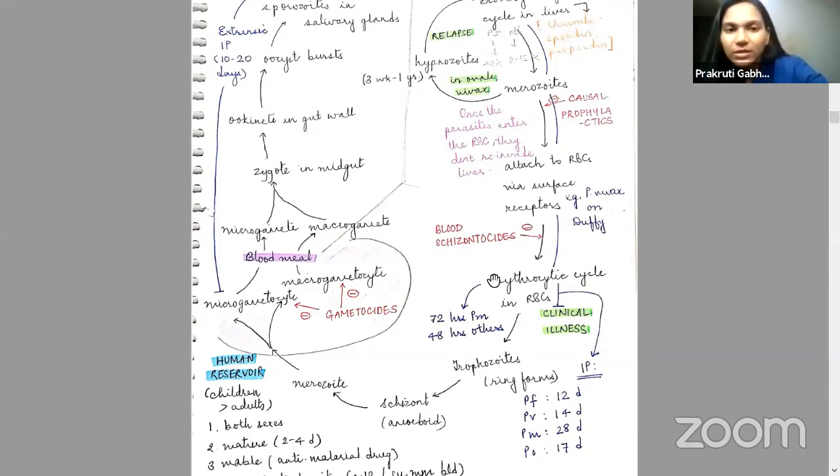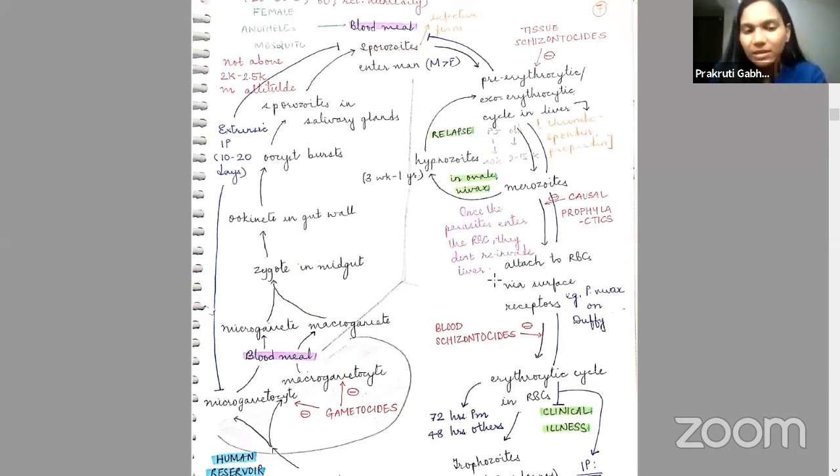Also, the time taken for a mosquito to take a blood meal and the microgamete and macrogamete to fuse and then ultimately form a sporozoite, where a mosquito is then capable of transmitting the infection to others, is about 10 to 20 days. This is what is known as the extrinsic incubation period of malaria, which is the life cycle of the plasmodium inside the vector.